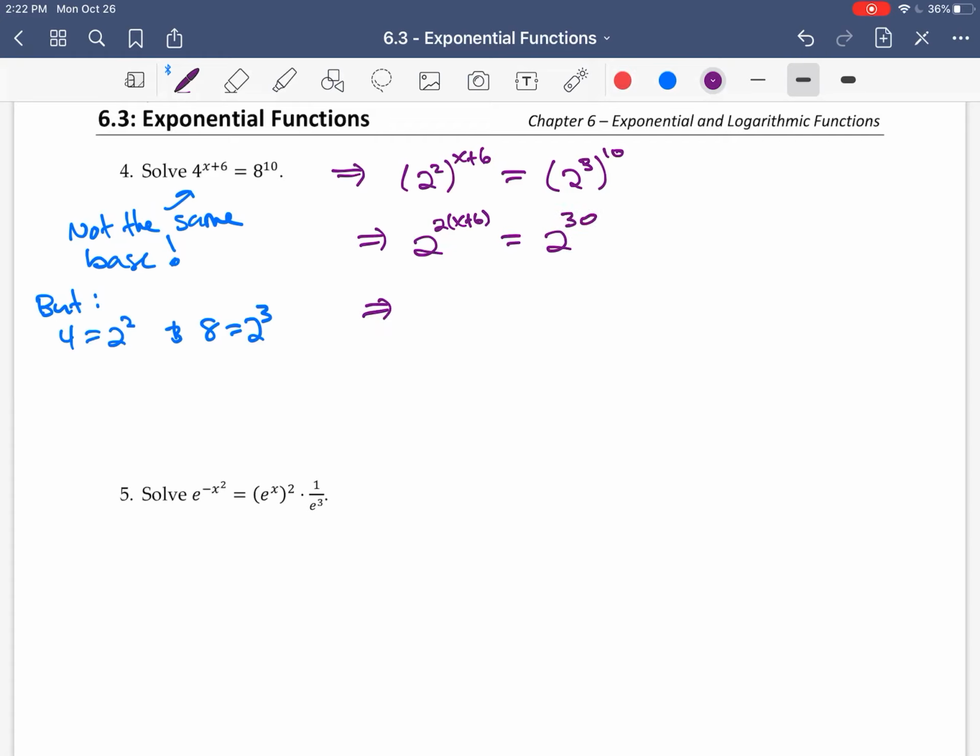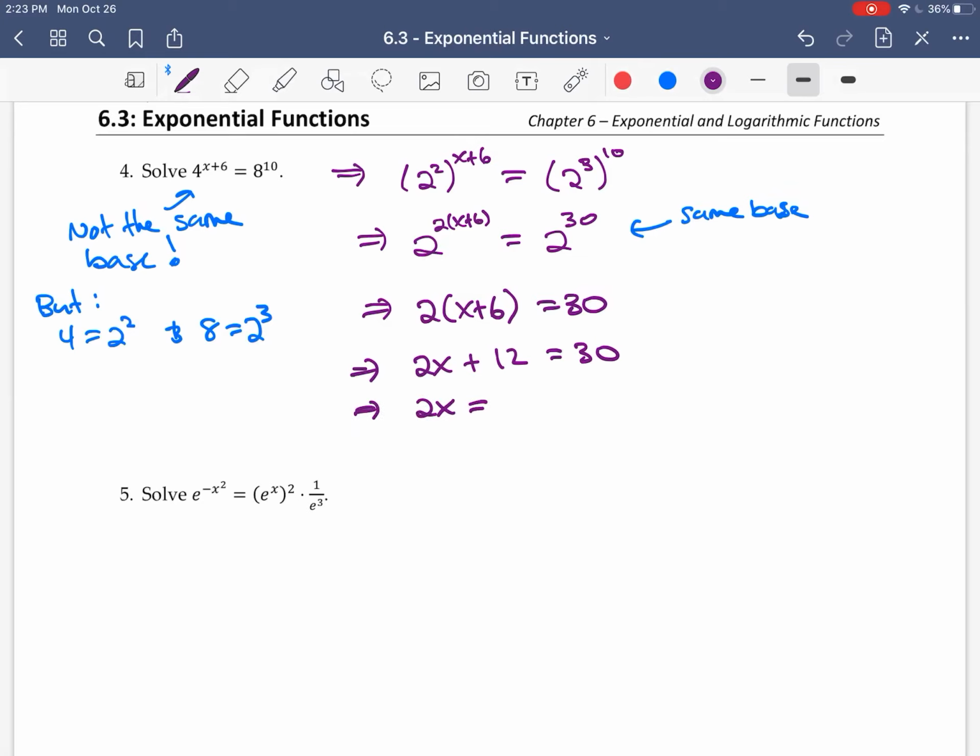Now I have the same base. Okay, so now I can conclude that the exponents are equal. And then I can solve for x. So this is 2x plus 12 is equal to 30. Minus the 12, so 2x should be equal to 18, which means that x should be 9. Okay, and that's going to be my only solution for that one.